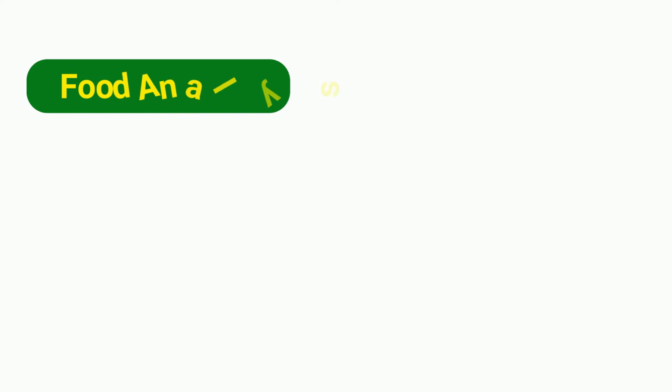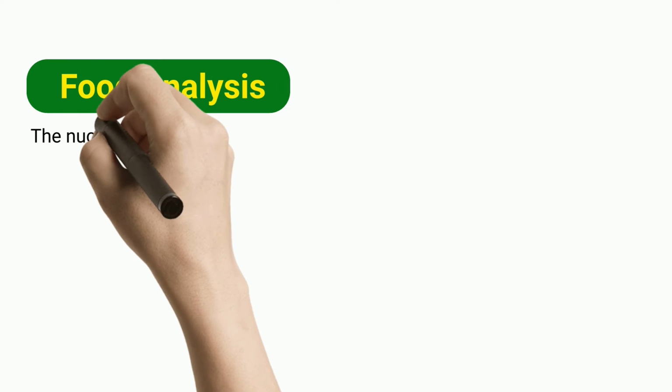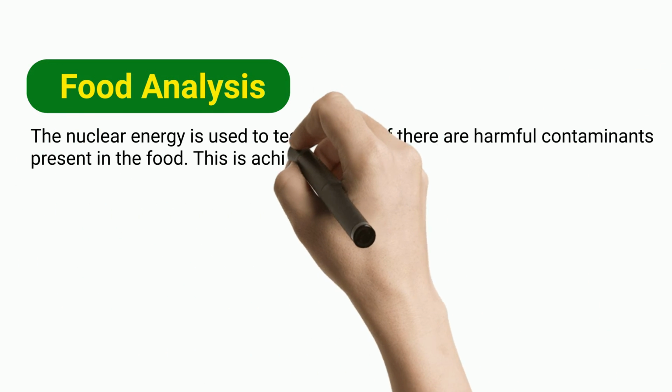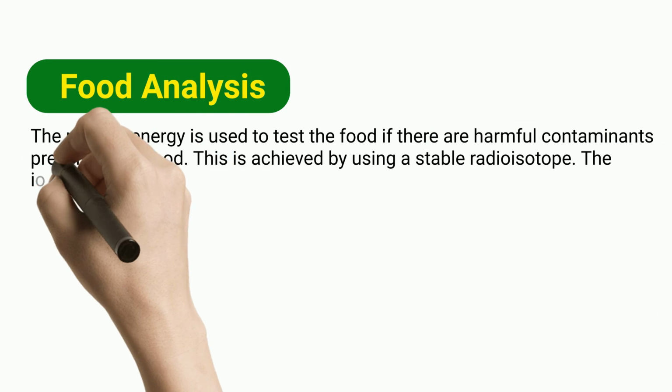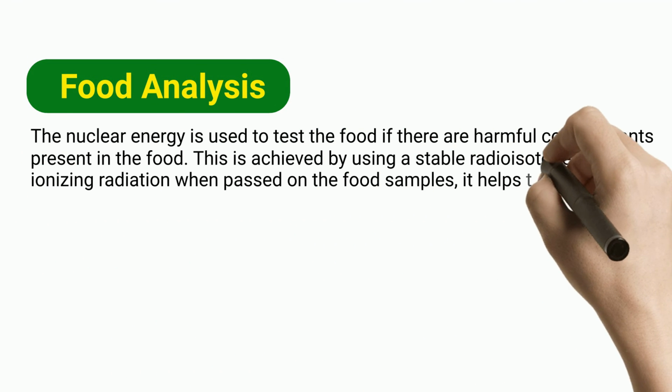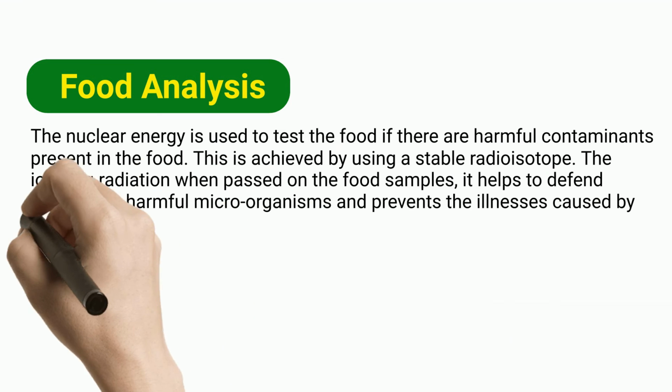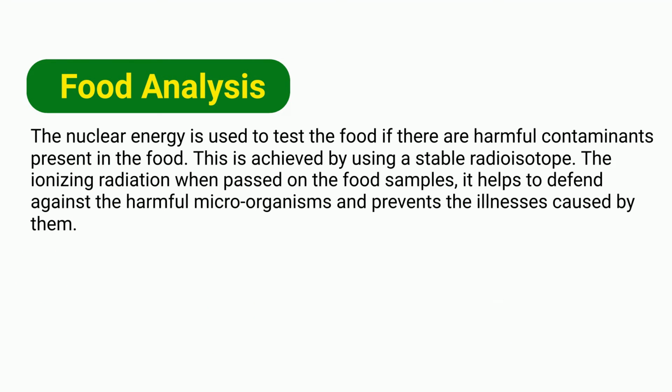Food analysis. The nuclear energy is used to test the food if there are harmful contaminants present in the food. This is achieved by using a stable radioisotope. The ionizing radiation, when passed on the food samples, helps to defend against the harmful microorganisms and prevents the illnesses caused by them.